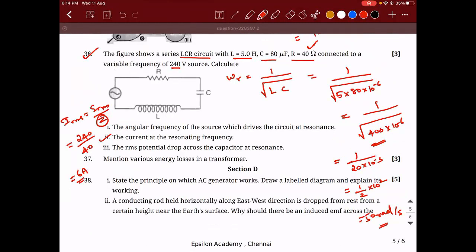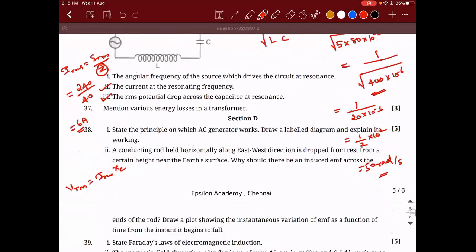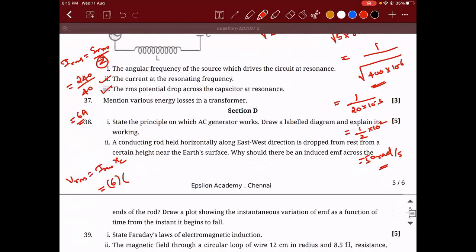Next, the RMS potential drop across the capacitor at resonance. So VRMS is equal to IRMS into XC. IRMS is 6, XC is omega into C.